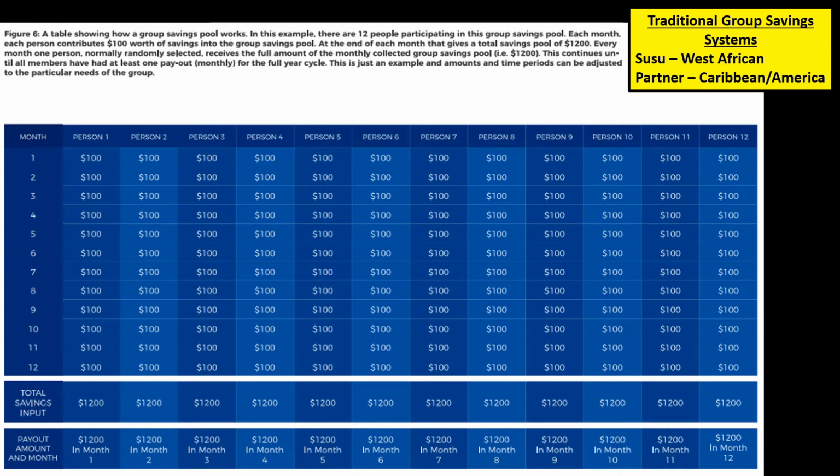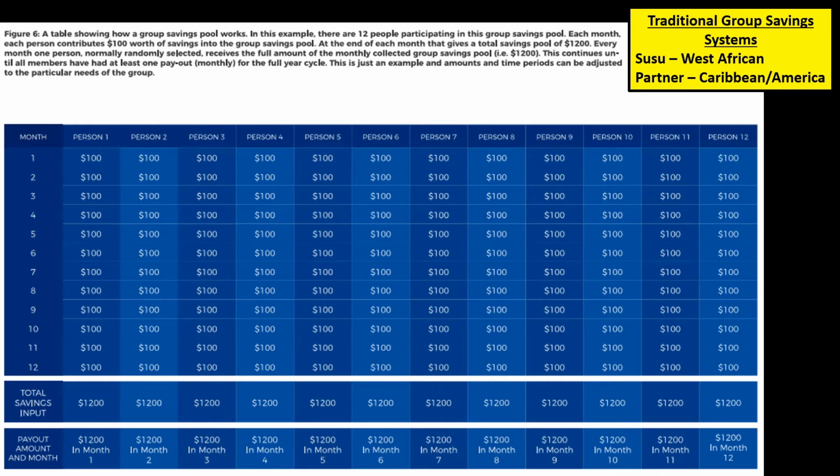And each month, each person pays in, in this case, $100. That means in month 1, the group of 12 people would have paid in $1,200. And one person, that could be person 1, will get that full $1,200. And this cycle is repeated each month, but with different people. So the next month, person 2 will get the $1,200.